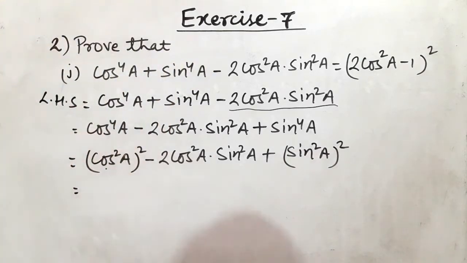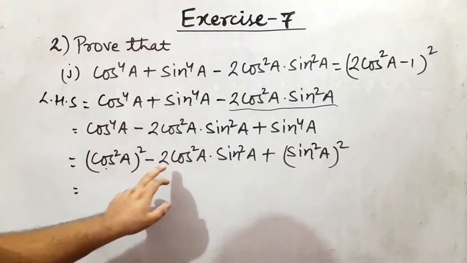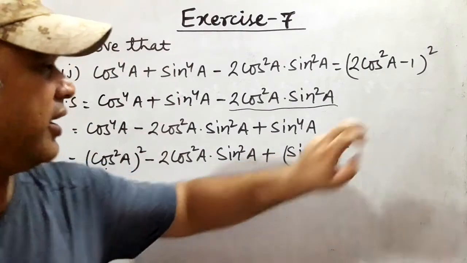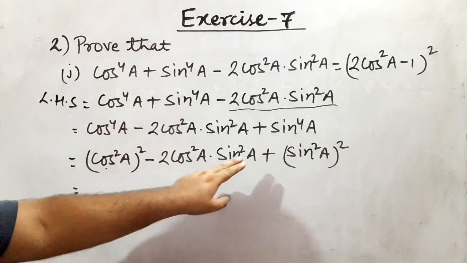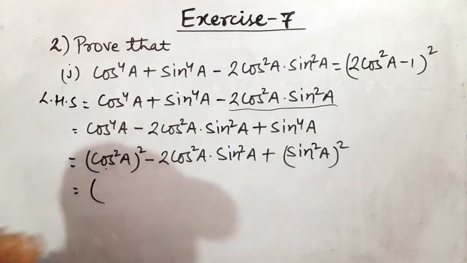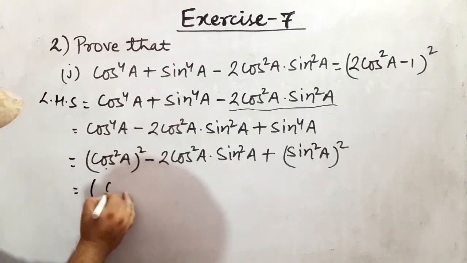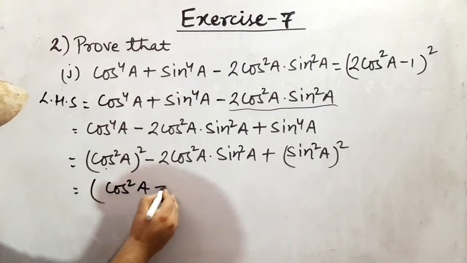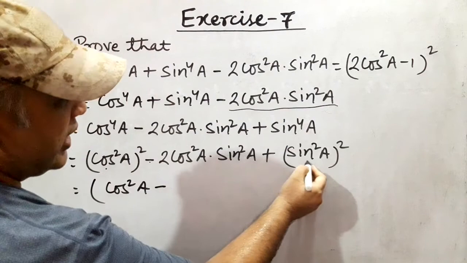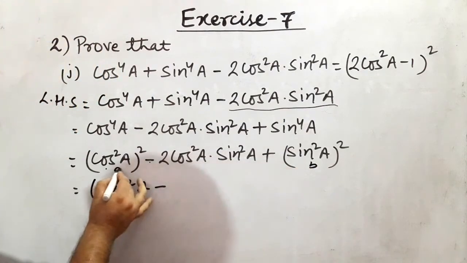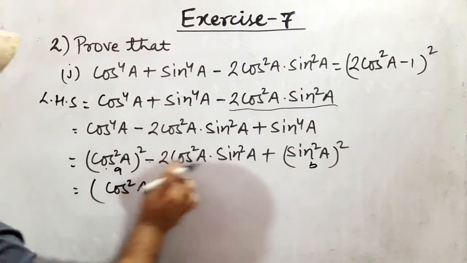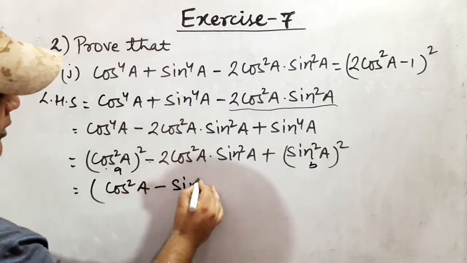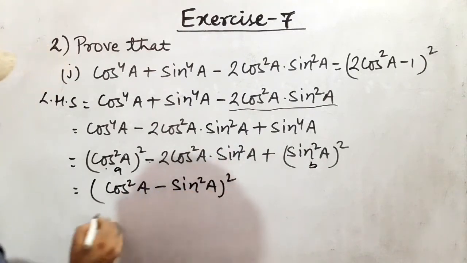We can see that it's in the form a square minus 2ab plus b square. So a square minus 2ab plus b square can be written as a minus b whole square. That is cos square A which is a, minus sin square A which is b. This is a, this is b. So a minus b whole square. Cos square A minus sin square A whole square.